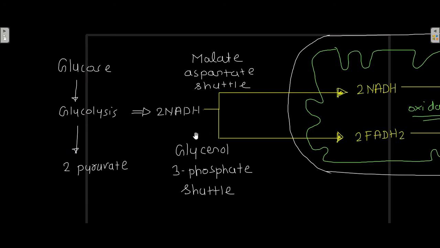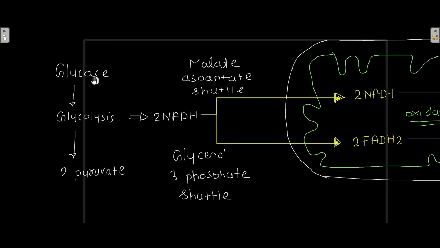Now let's try to understand how 30 or 32 ATPs result from the complete oxidation of glucose. Why is it 30 or 32? Let's try to understand that. When glucose is converted into two pyruvate molecules, there is formation of 2 NADH. Glycolysis gives 2 NADH molecules, and these 2 NADH molecules are in the cytosol.